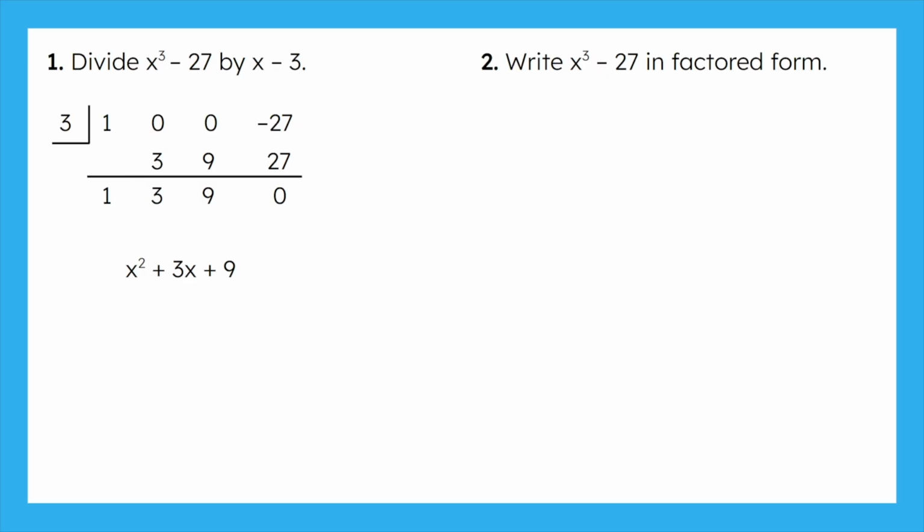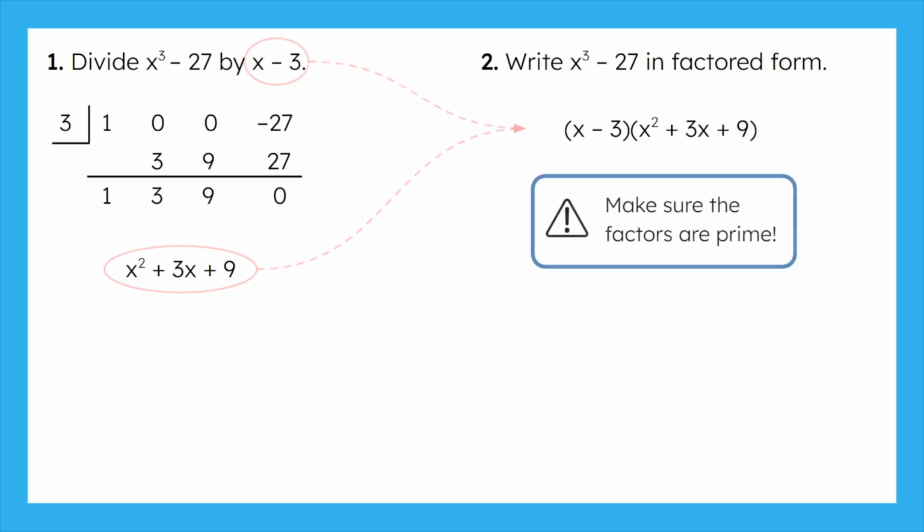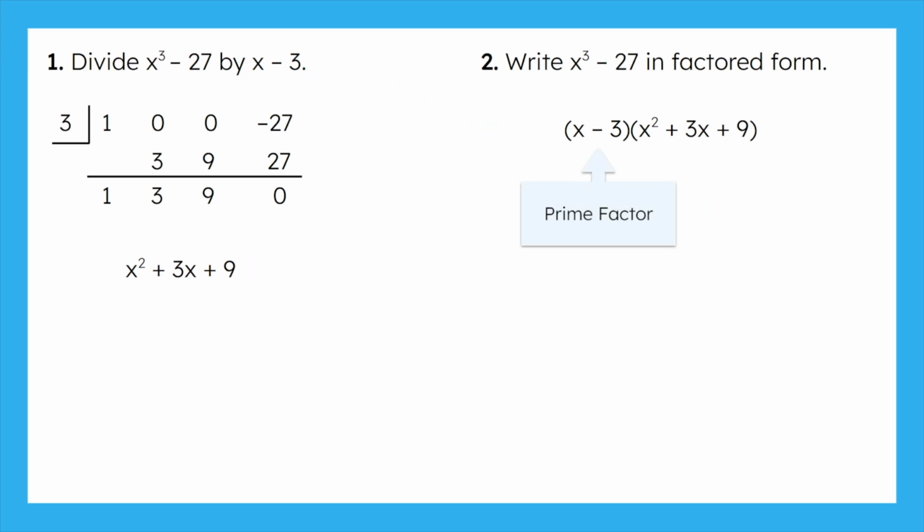Well, from the first question, we can identify two factors, x minus 3 and x squared plus 3x plus 9, which we know because the remainder was 0 when we divided. But we always want to make sure that we factored completely or that the factors are prime. I think we all agree that x minus 3 is a prime factor and can't be factored further, but what about this trinomial? Let's give it a shot.